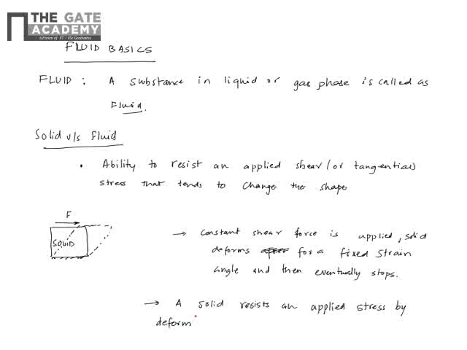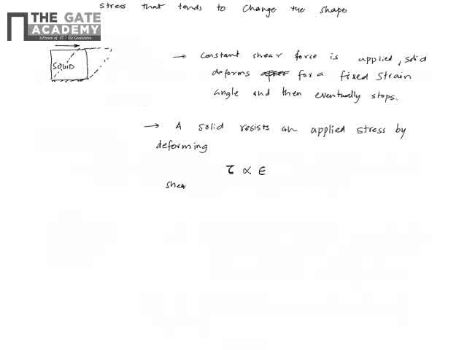Okay, so mathematically I can say that the shear stress that is acting on a solid is proportional to shear strain. Okay, and the proportionality constant is basically your shear modulus actually. So in solids you would have seen that. Okay, this is a well known fact. This is what happens for a solid. Now let's see what happens if you have a fluid.